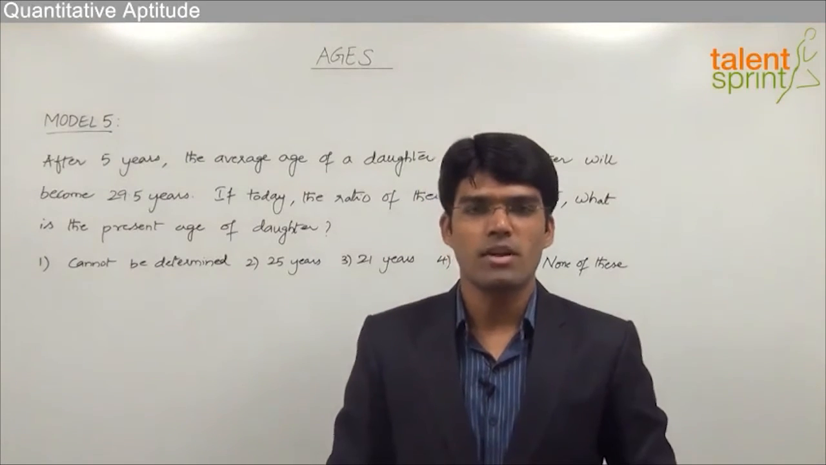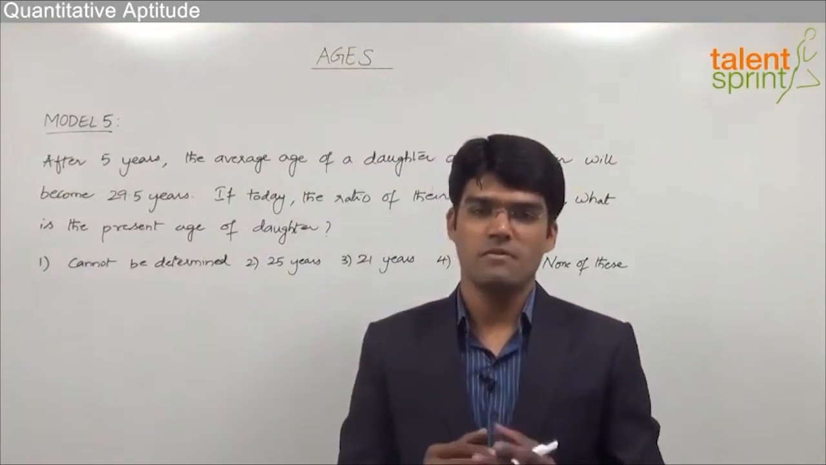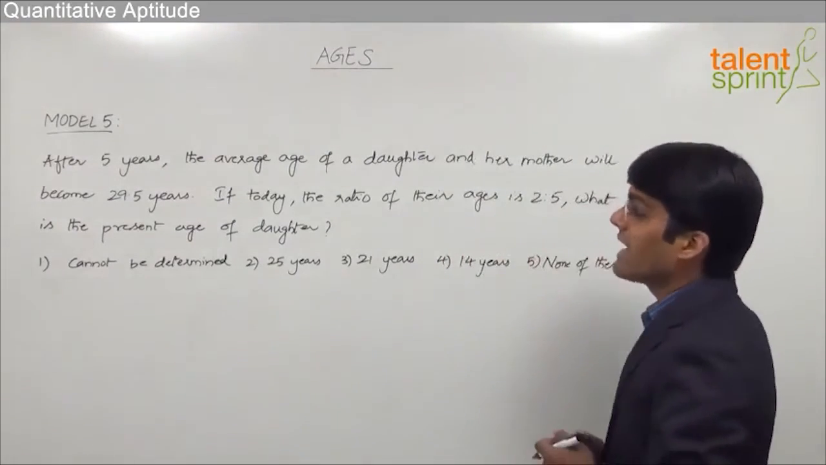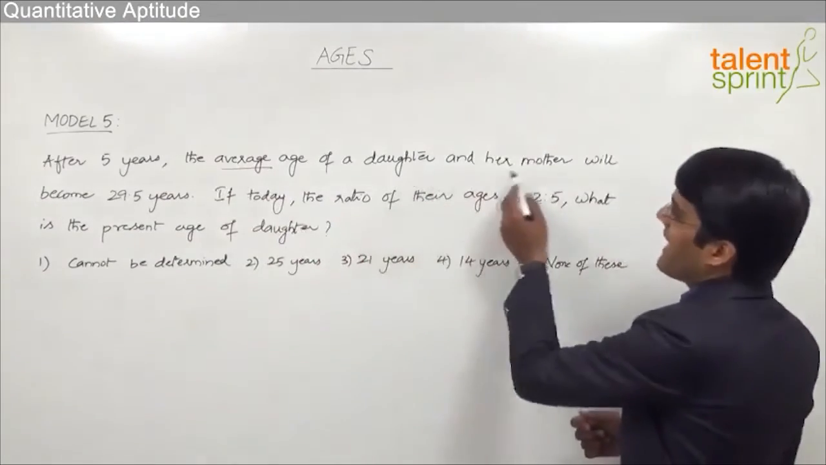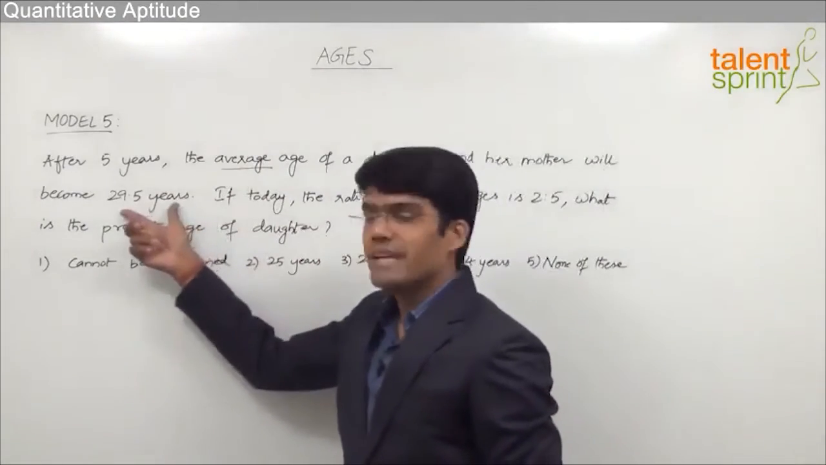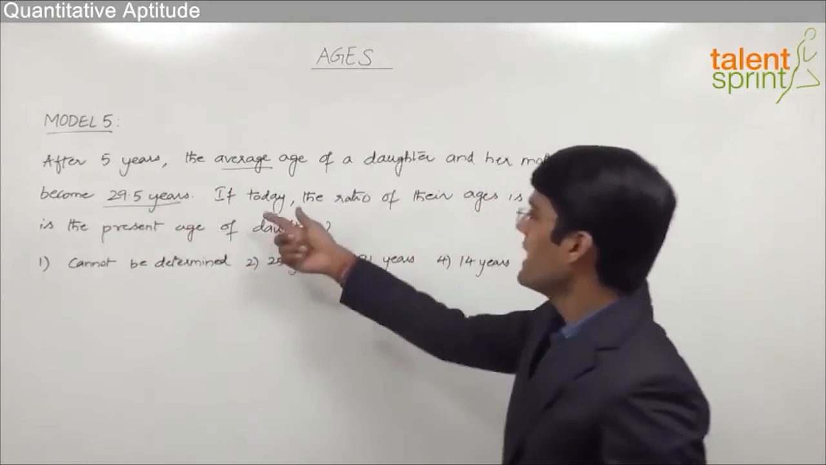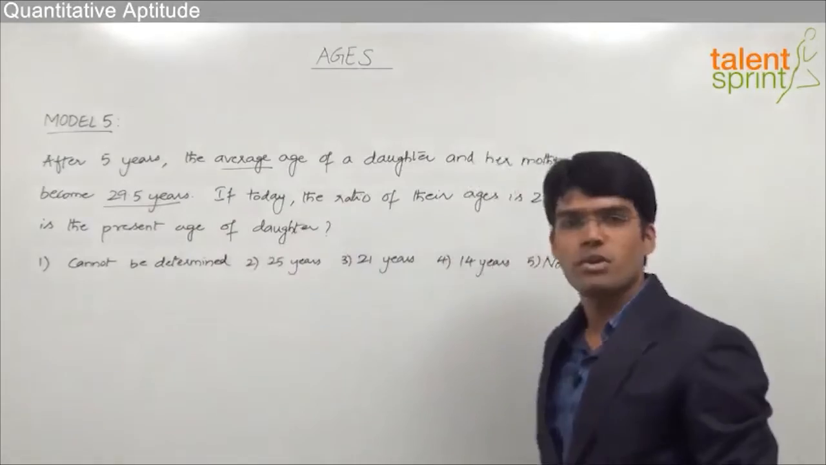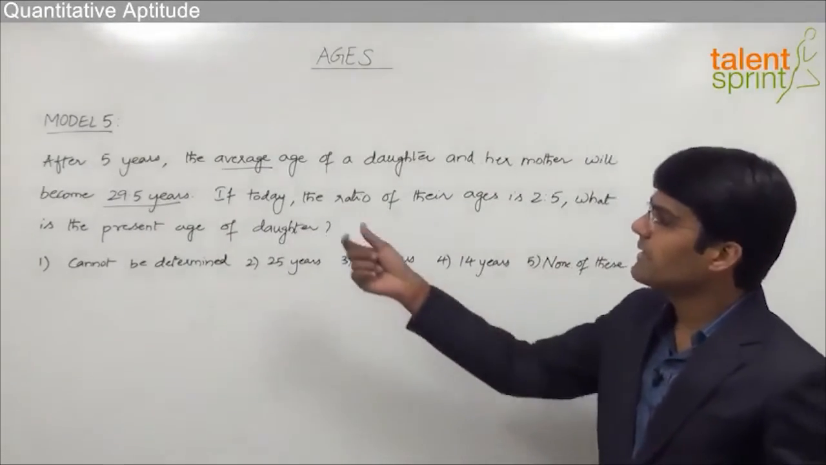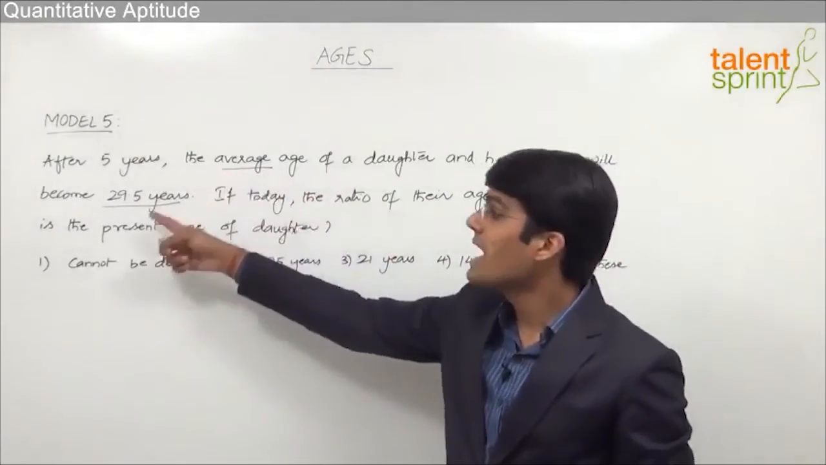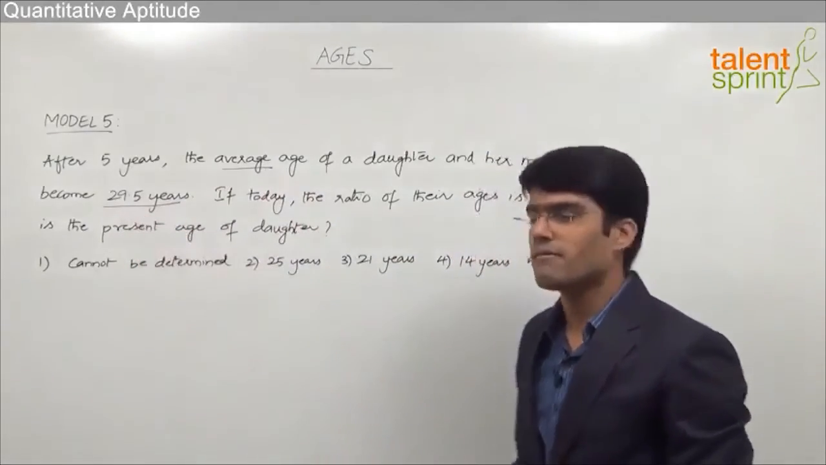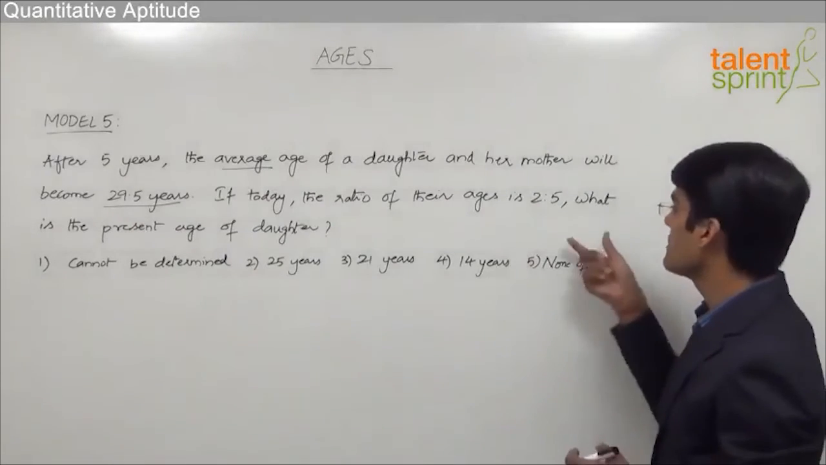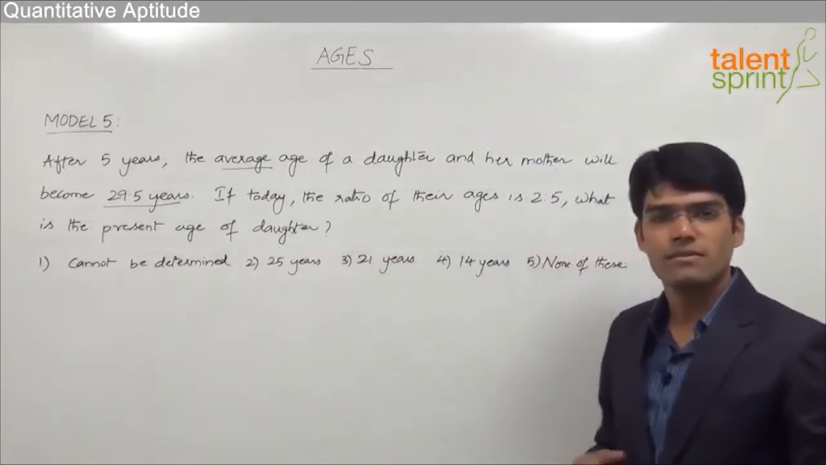Let us now take another model from ages which is based on the concept of averages and ratio. The question here is, after 5 years, the average age of a daughter and her mother will become 29.5 years. If today the ratio of their ages is 2:5, what is the present age of daughter? So we are being given the average age of the daughter and mother after 5 years, that is 29.5, and the present ages are in the ratio 2:5. So from this information we are supposed to find out the present age of daughter.